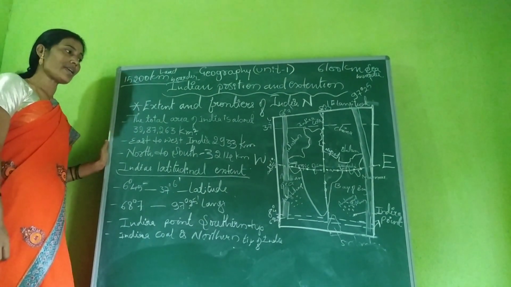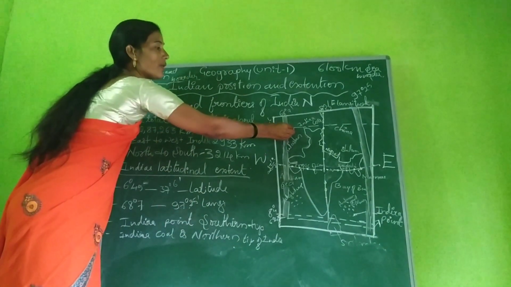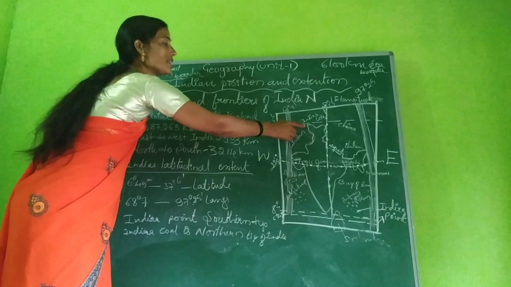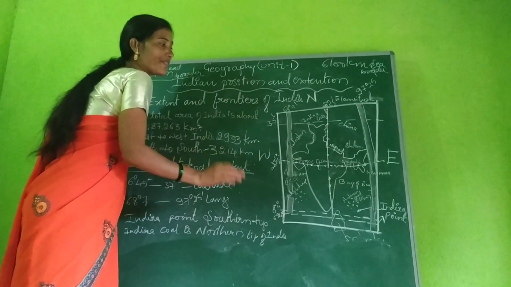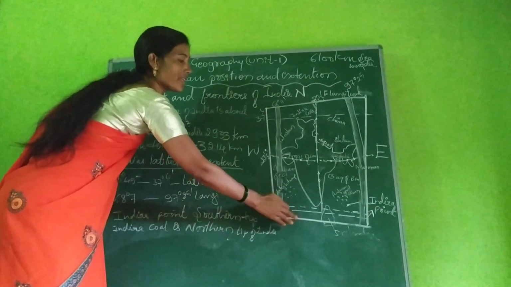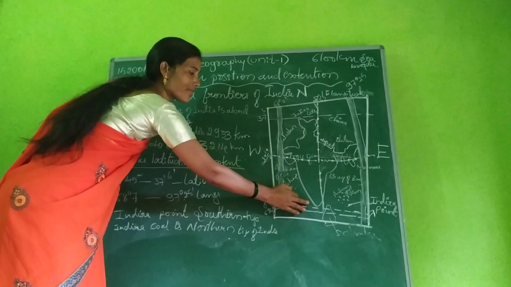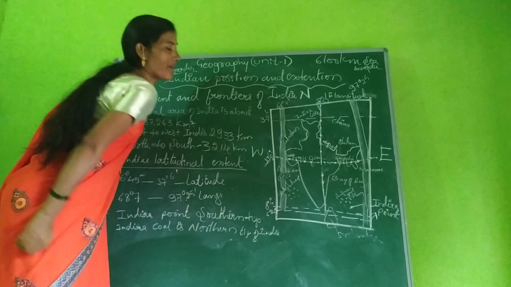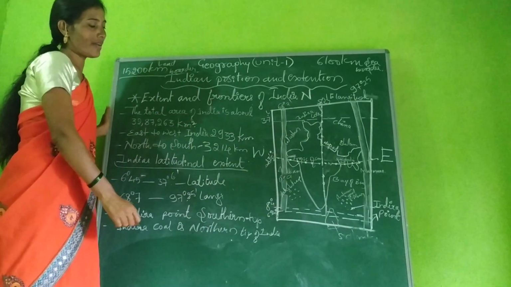Next, see here, Indira Col is the northern tip of India and Indira Point is the southern tip of India. It is in the Andaman and Nicobar Islands.